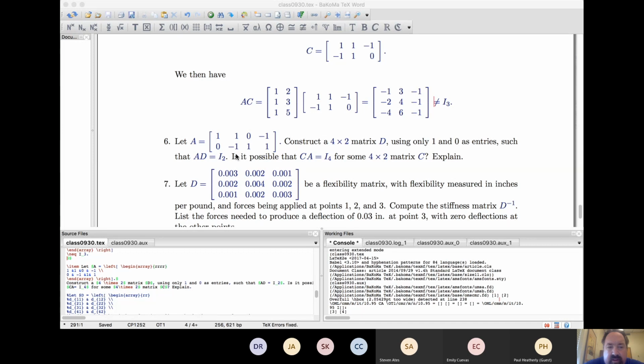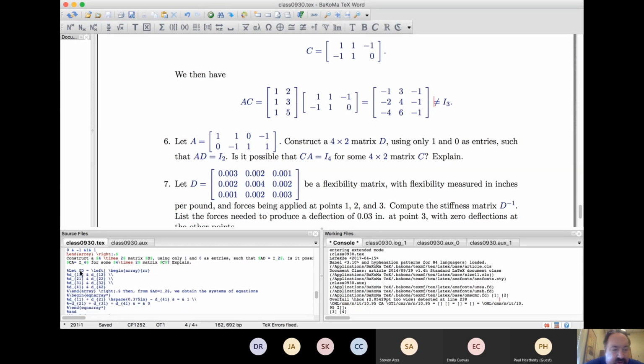The next problem is similar. Again, trying to find a one-sided inverse, so a matrix you can multiply on the right with A to get identity. A is 2 by 4, 2 rows and 4 columns. So D needs to be 4 by 2 to get the 2 by 2 identity. You can solve for it in the same way as the last problem.